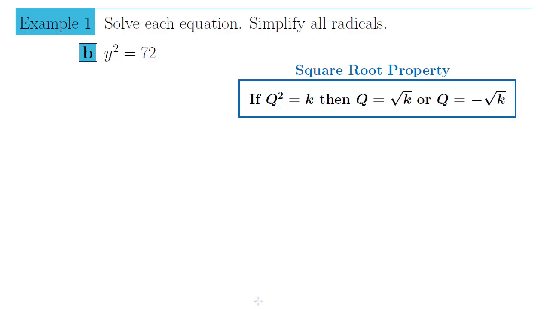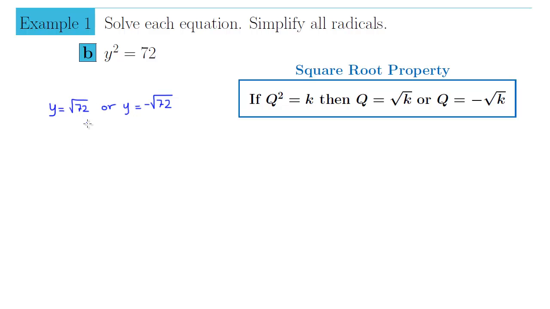Recall, our square root property says that if a quantity is squared equal to k, then that quantity is either the square root of k or the negative square root of k. How does that apply here? Well, y squared equals 72 means that y is equal to the positive square root of 72 or it's equal to the negative square root of 72. All that's left for us to do is simplify this radical.